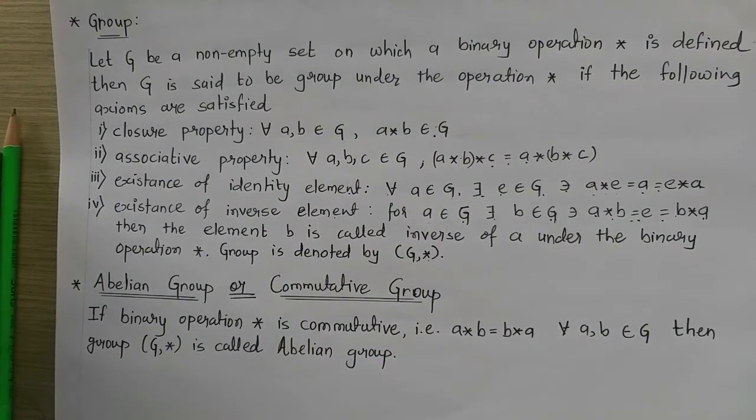Now what is an abelian group? Here is the definition of abelian group. If the binary operation star is commutative, then the group (G, star) is called an abelian group. What does commutative mean? Commutative means A star B is equal to B star A for all A, B belonging to G. This is the simple definition.